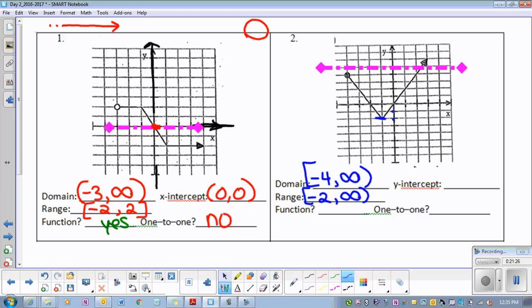Does that make sense? One piece of that graph can stop, but if another piece keeps on going, you have to go with the one that keeps going, okay? It's still the same graph.